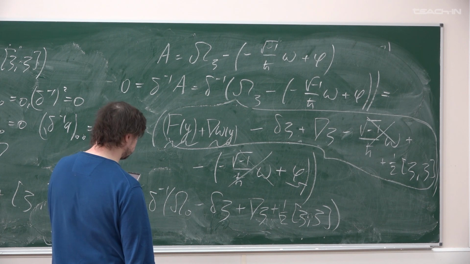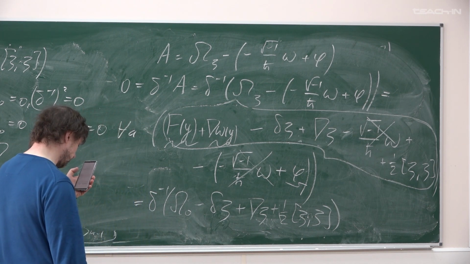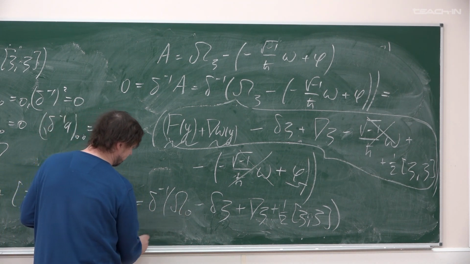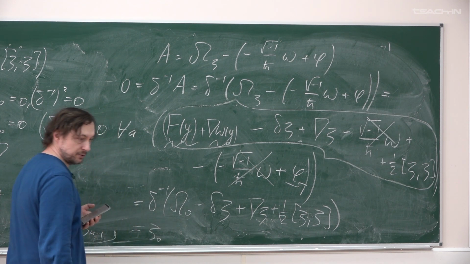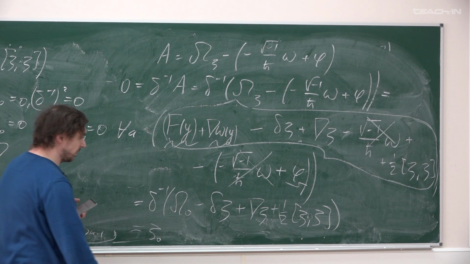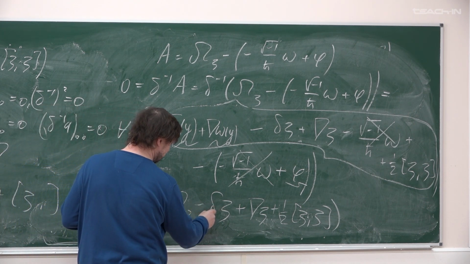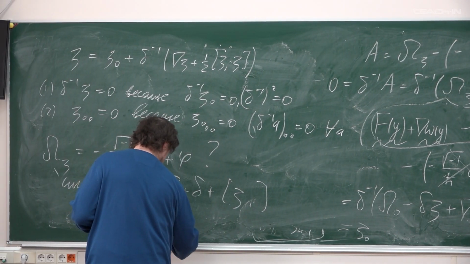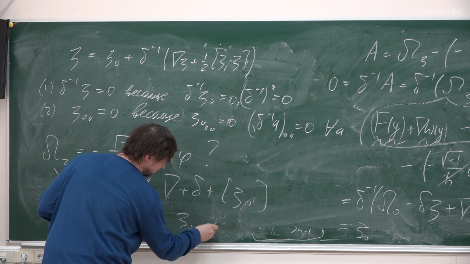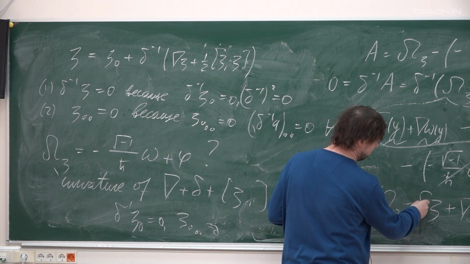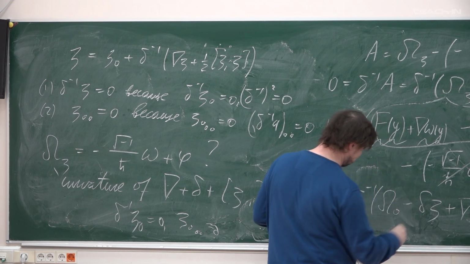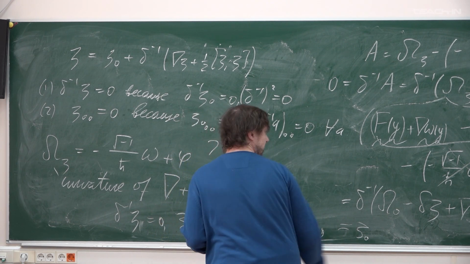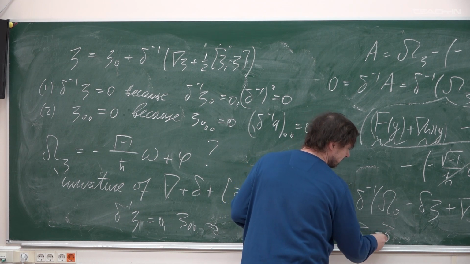Yeah, that's correct. Now, when I apply delta minus first to omega 0, I obtain zeta 0 by definition. Also, since delta minus first of zeta 0 is equal to 0, and also zeta 0, 0, 0 is equal to 0, we have that delta minus first applied to delta zeta is just equal to zeta, right?